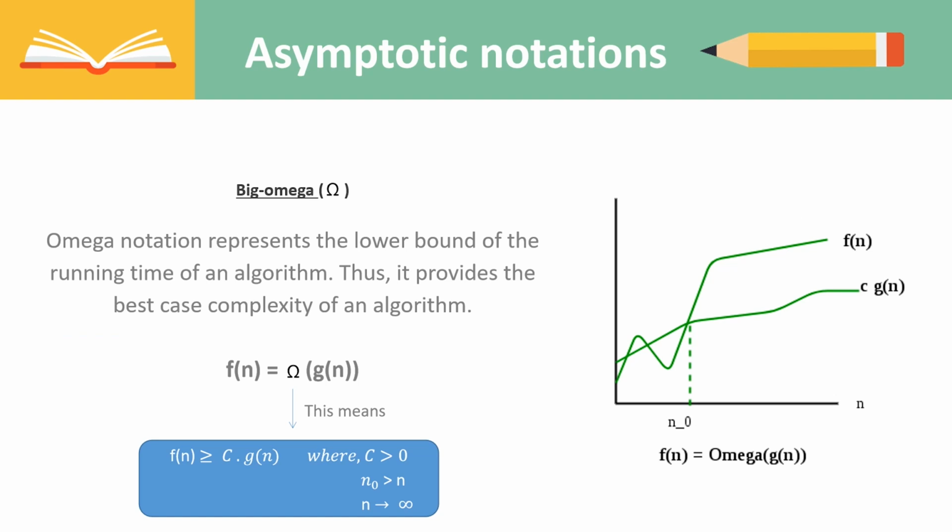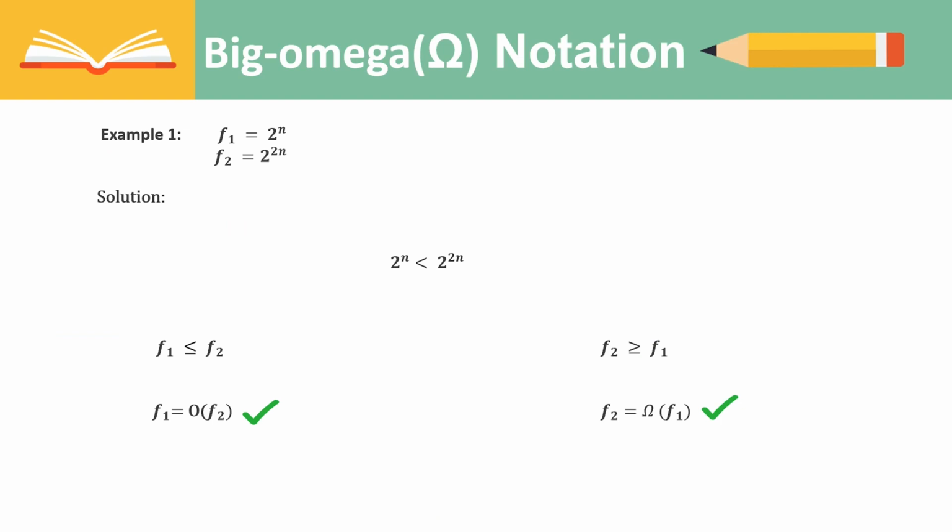Let's see an example of big omega notation. Here we have two functions f1 and f2. f1 is equal to 2 to the power n and f2 is equal to 2 to the power 2n. Here you can clearly observe 2 to the power n is less than 2 to the power 2n. So we can find two asymptotic notations. If f1 is less than or equal to f2, then f1 is equal to big O of f2, and if f2 is greater than or equal to f1, then f2 is equal to omega of f1. These two notations are possible here.